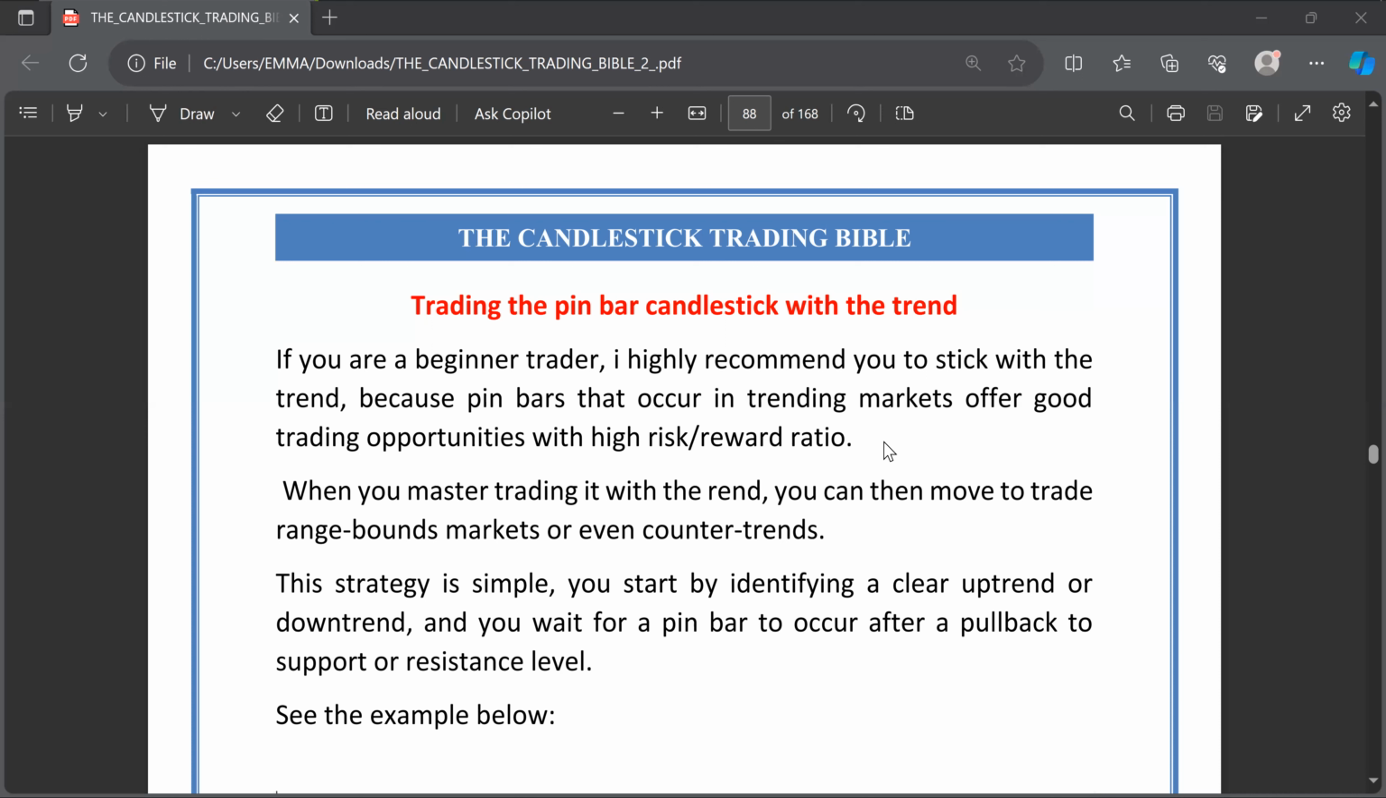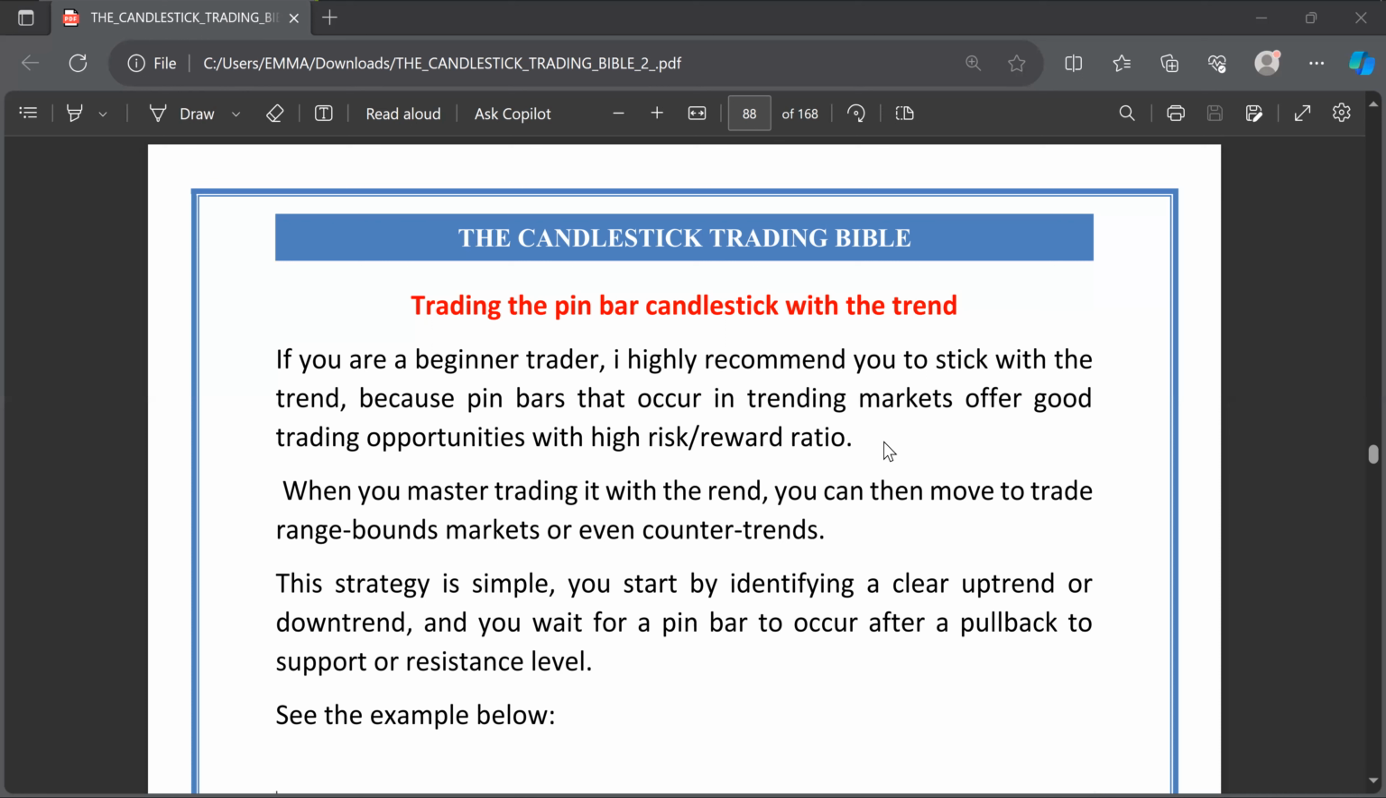I think you are going to appreciate this series. So now we are going to learn the pin bars with the trend. You stick to the trend. If the movement is an uptrend, you buy. If it is downward, you sell. You don't do counter trading, because you are an amateur. So you just stick to this. When you master trading with the trend, you can then move to trade range bound markets or even counter trends. We are not there yet, according to this series.